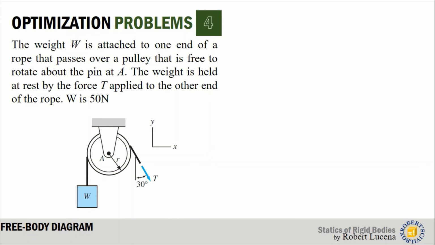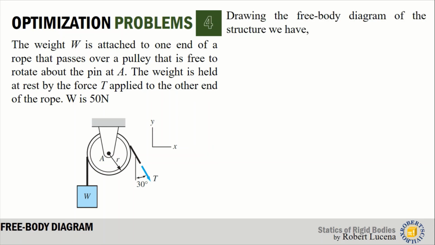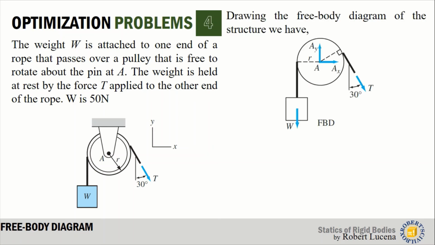The weight is attached to one end of a rope that passes over a pulley that is free to rotate about a pin at A. The weight is held at rest by the force T applied to the other end of the rope. W is 50 Newton. So the first thing we do is to draw the free body diagram of the structure. Now we have here W directed downward, and T is the force at the cable. Since the support at A is a hinge, if we remove this hinge, we should replace it with the corresponding support reactions, which are AX and AY.